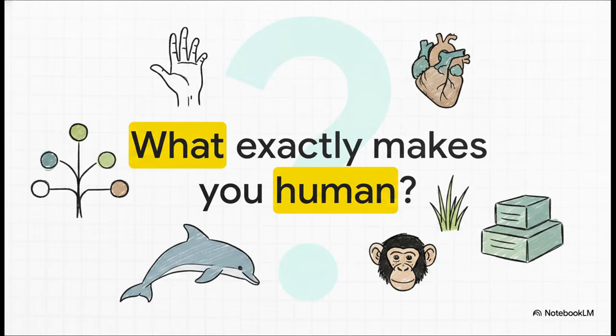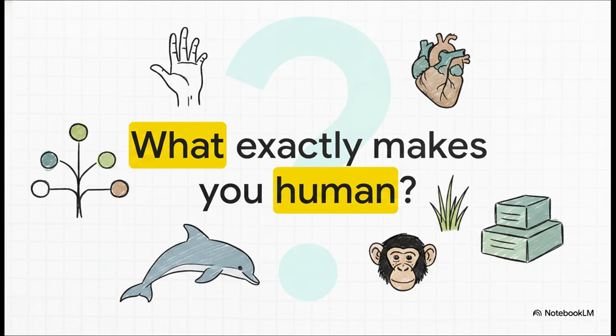I want you to do something real quick. Just look at your hands. Seriously, wiggle your fingers around. Feel your heartbeat in your chest. Now ask yourself, what specific biological traits truly separate you from, say, a chimpanzee, a dolphin, or, I don't know, even a blade of grass? It's a pretty profound question, right?